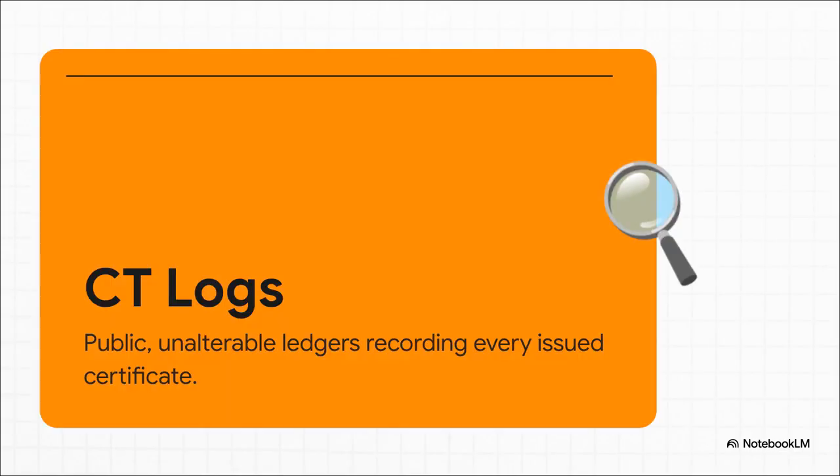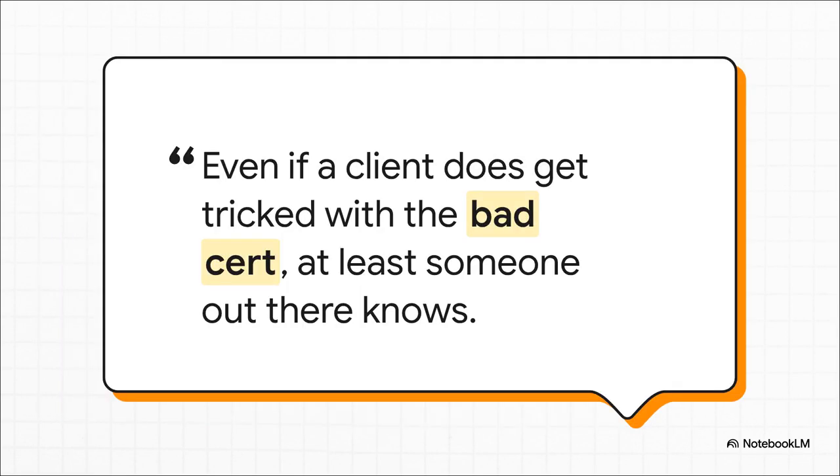Now, because CAs themselves can be tricked or compromised or honestly just make dumb mistakes, the industry had to build a safety net. Enter certificate transparency logs, or CT logs. Think of these like a giant digital town square bulletin board. Every single time a CA issues a certificate, it is legally required to pin a copy of it to this public, completely unalterable ledger. And this brilliantly illustrates the whole philosophy here.